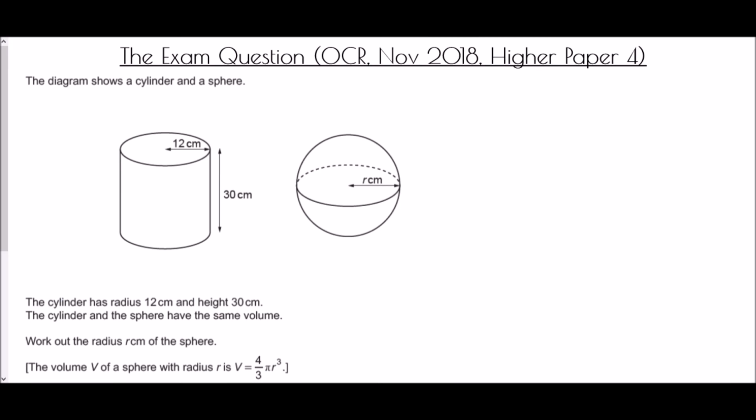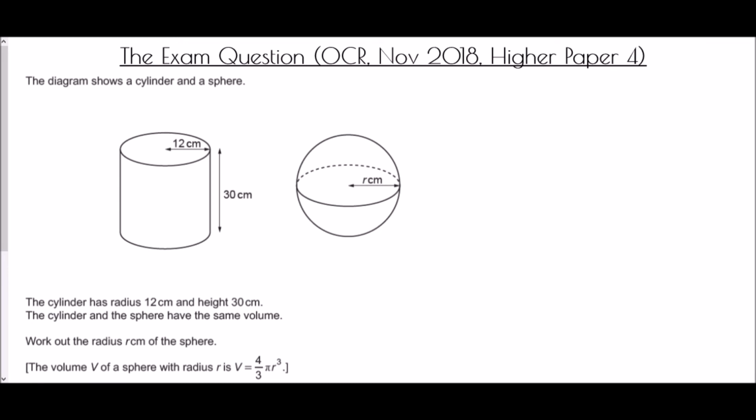Okay, so we end with the exam question, and this one came from the OCR paper in November 2008, and it was higher paper 4. It gives us a diagram of a cylinder and a diagram of a sphere. The cylinder has a radius of 12 centimetres and height 30 centimetres. The cylinder and the sphere have the same volume. Work out the radius r centimetres of the sphere. And in brackets there, you'll notice the volume V of a sphere with radius r is V equals 4/3 pi r cubed. You've been provided with the formula in the question.